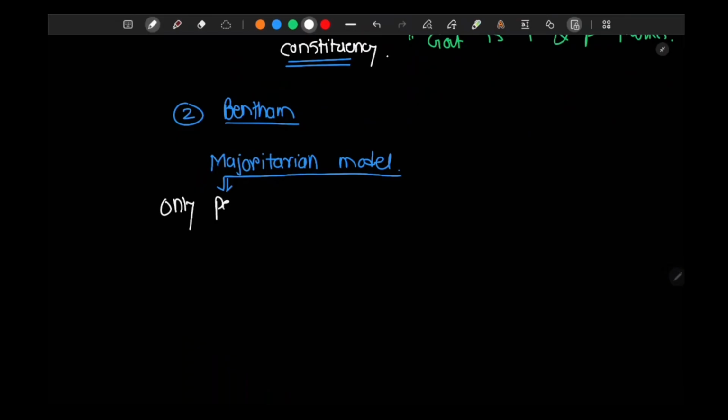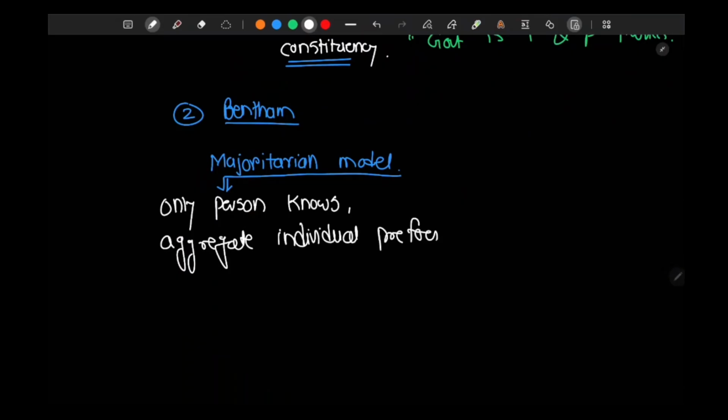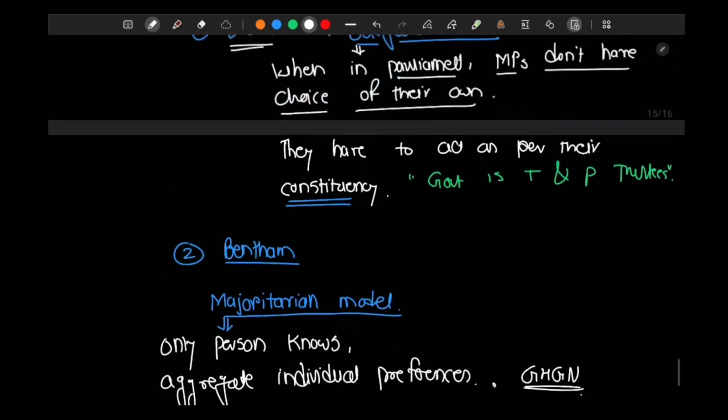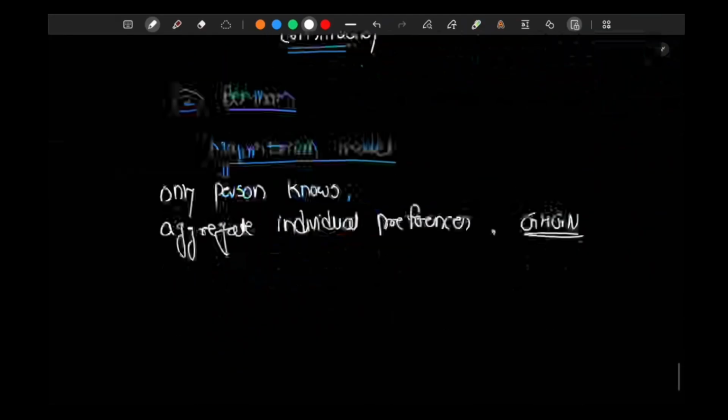What the majoritarian model basically says is that only a person knows what is best for him. What is the role of the state? The role of the state is to aggregate individual preferences. Basically, the greatest happiness of the greatest number. Aggregate the pleasure and pain of all the people and build public policy on that.